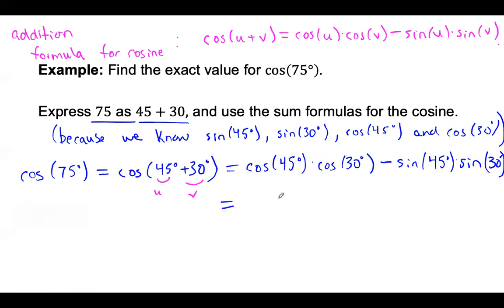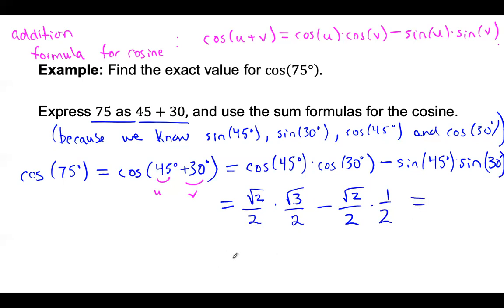So all we have to do, so we know the cos of 45, and you are expected to know these. They're given on the sheet. So the cos of 45 is the square root of 2 divided by 2. The cos of 30 is the square root of 3 divided by 2, minus the sine of 45, square root of 2 divided by 2, sine of 30 is 1 over 2.